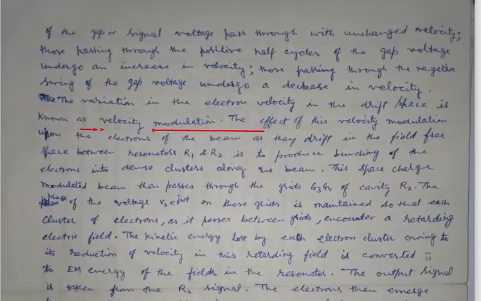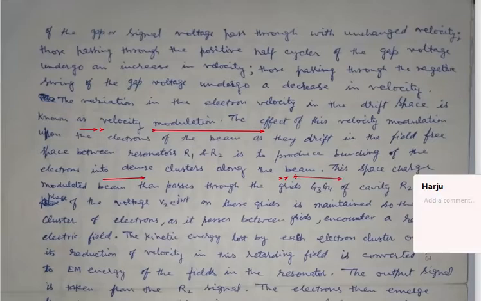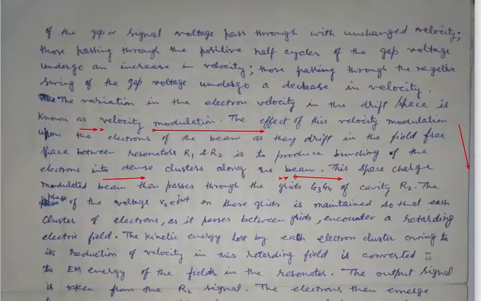The effect of velocity modulation upon the electrons of a beam as they drift in the field free space between the resonators R1 and R2 is to produce bunching of electrons into dense clusters along the beam. The space charge modulated beam then passes through the grids G3, G4 of the cavity R2.